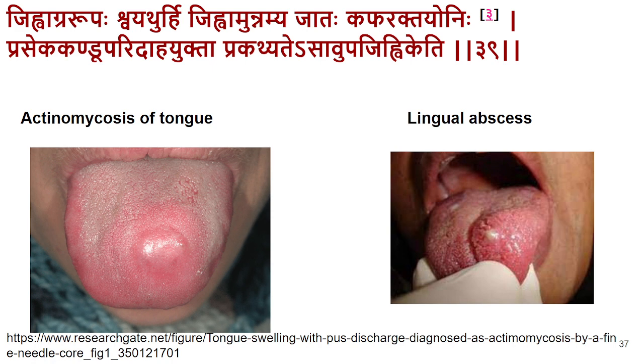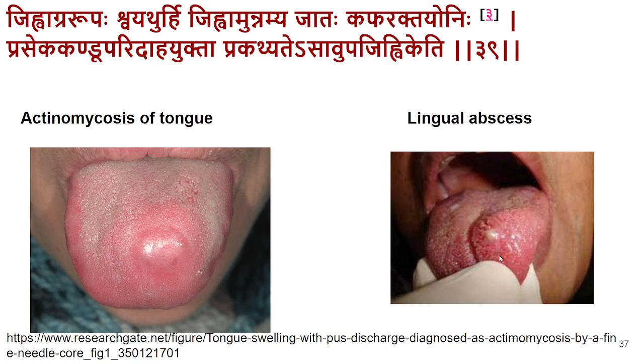Upajihvika is a situation where there would be a swelling over the tongue, either at the tip of the tongue or maybe at the base of the tongue, which is produced due to kapha and rakta, and it produces a burning sensation or even later on suppuration. This is typical of what we call a lingual abscess over the surface of the tongue.